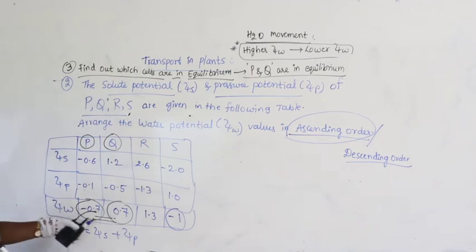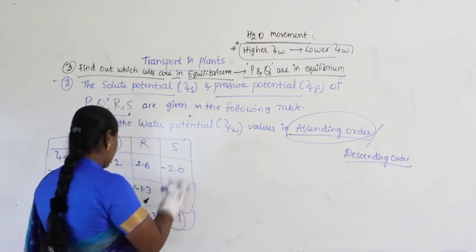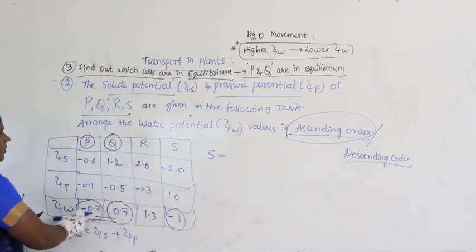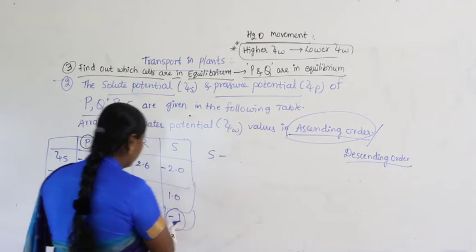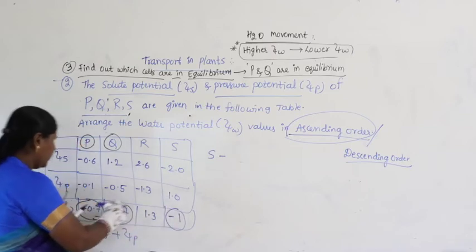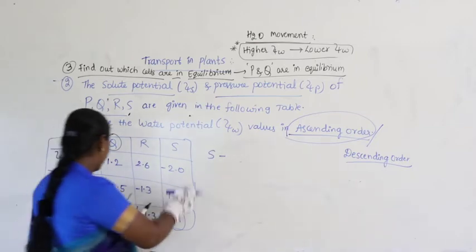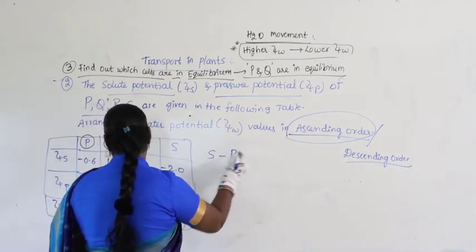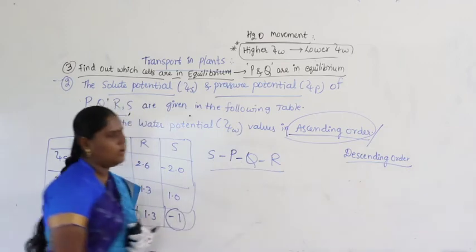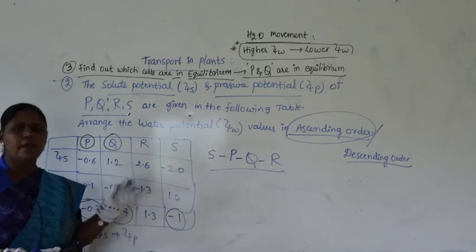Now, the lowest one, let us take it as minus 1. Minus 1 is S, then minus 0.7. The lowest value has the smaller value, and the smaller the value, the greater the water potential. We are going in ascending order. So S, then followed by P, then 0.7, that is Q, and then followed by R. Then descending order means the reverse: R, Q, P and S.